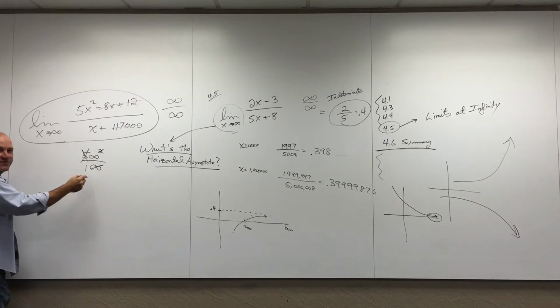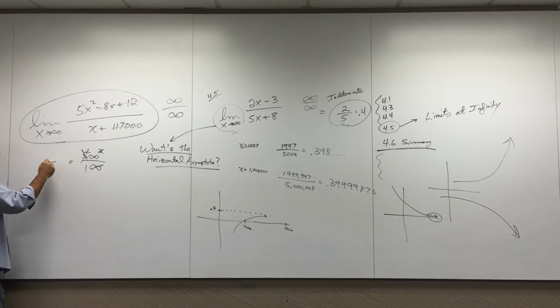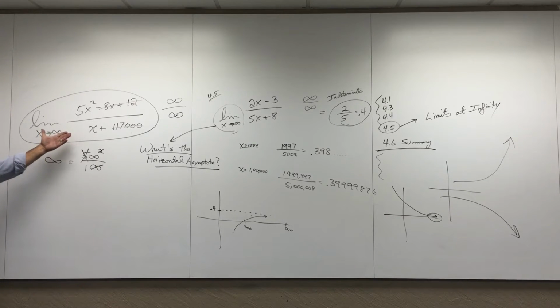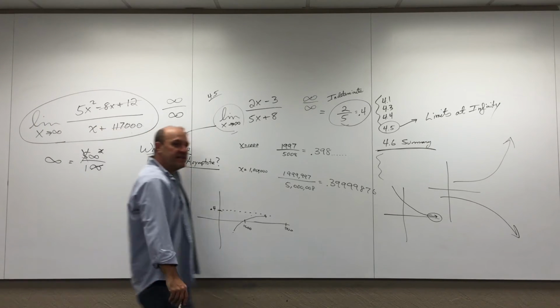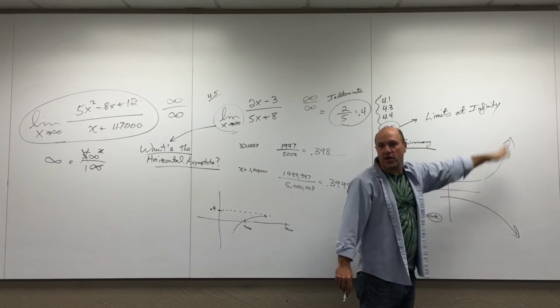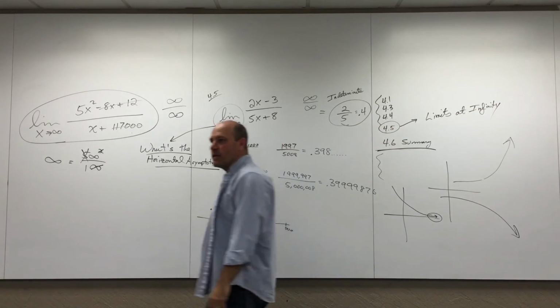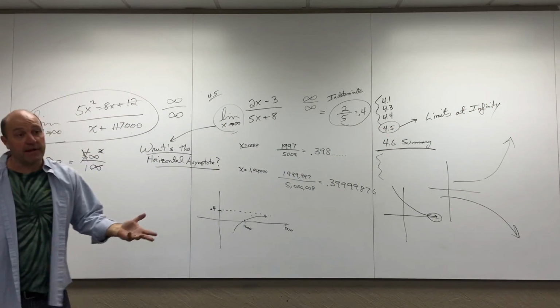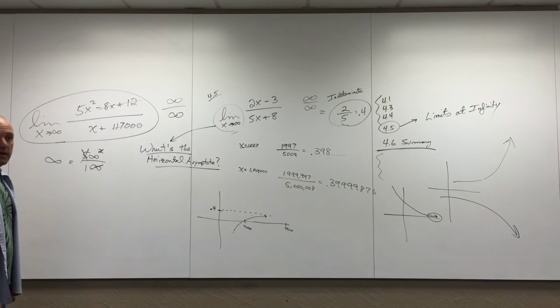If you cancel one of those infinities, what's the answer? Infinity. So what does this do? What's the answer to this? Infinity. Yeah. It's sort of this picture. It goes to infinity. The numerator beats the denominator, and that takes it to infinity.